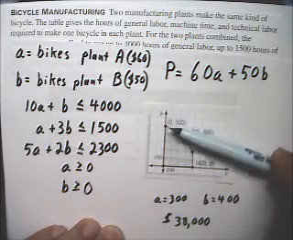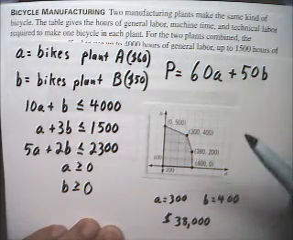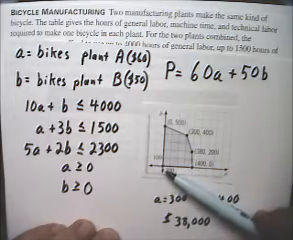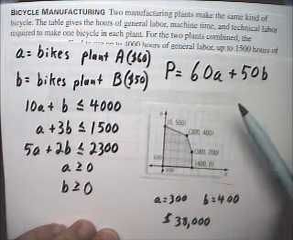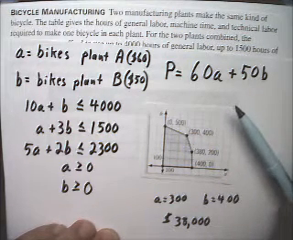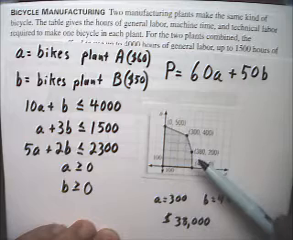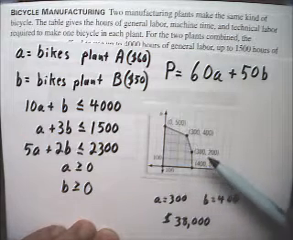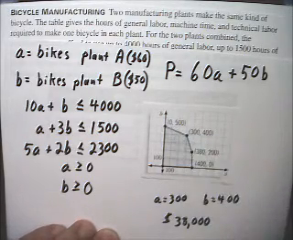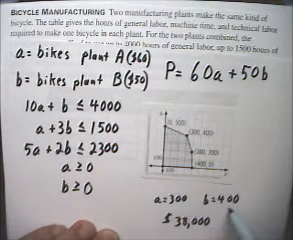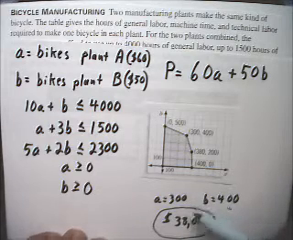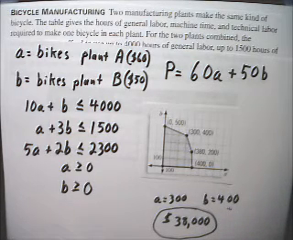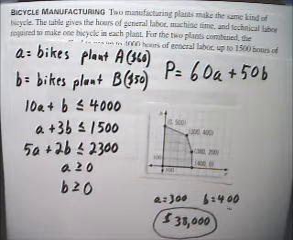And when you try all of these other points, well, (0, 0), of course, there's no profit. When you put in (0, 500), you get $25,000 profit, and different amounts for each one of these, but this is the one that works out to be the most profitable for the manufacturer. He makes the maximum of $38,000. That's 300 bikes from plant A and 400 bikes from plant B.